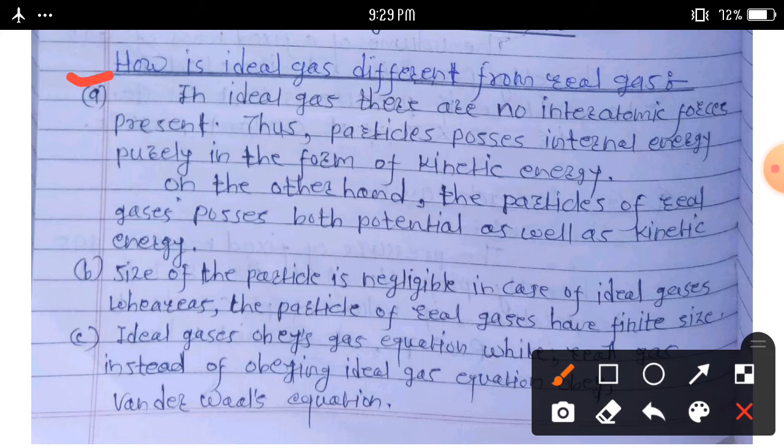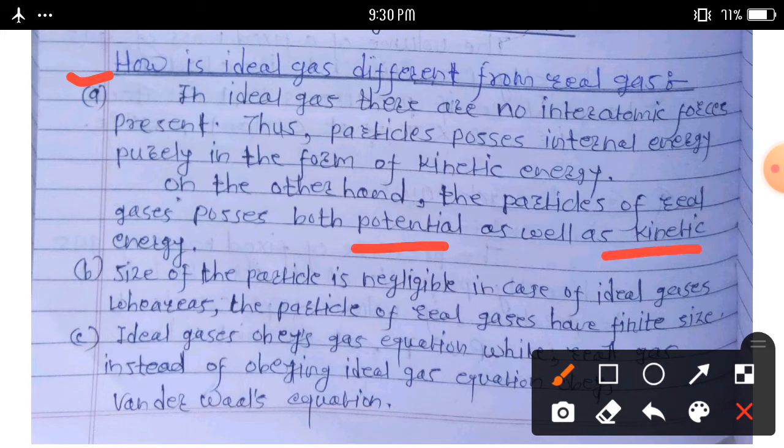How is ideal gas different from real gas? In ideal gas, there are no interatomic forces present, thus particles possess internal energy purely in the form of kinetic energy. On the other hand, the particles of real gases possess both potential as well as kinetic energy.